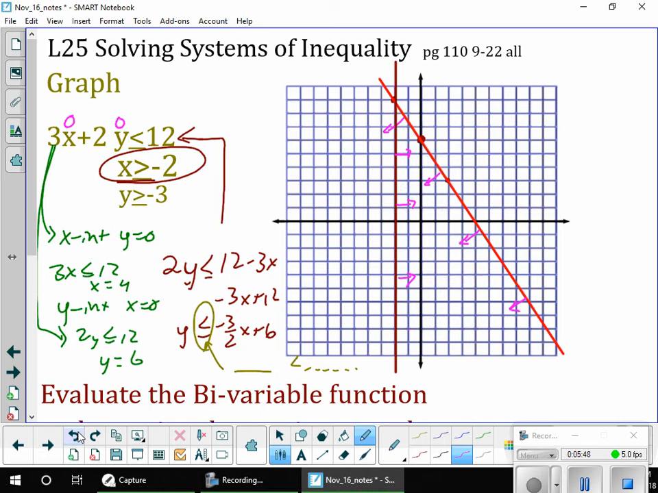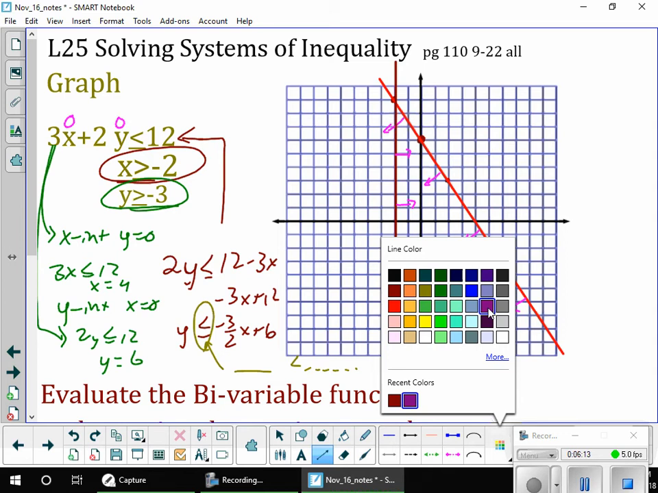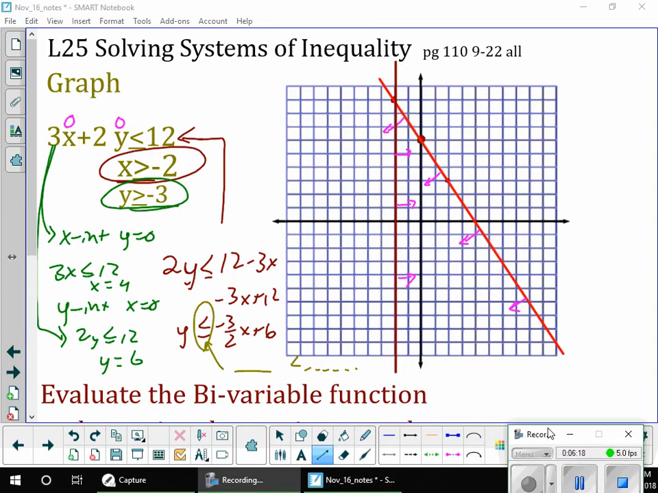We have this third inequality. y is greater than or equal to -3. Okay, there's no x. No x means no x-intercept. No x-intercept must be parallel to the x-axis, means it's a horizontal line. So y greater than or equal to -3 is a horizontal line. And it'll be solid. And we're going to make it, I don't know, purple. Okay, so 1, 2, 3, solid line going this way, right there.